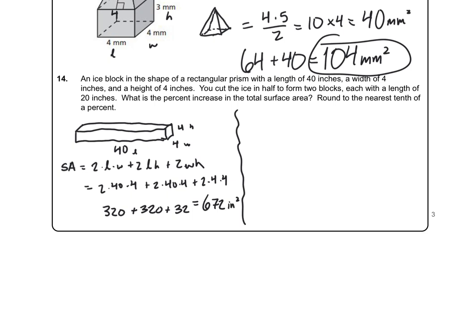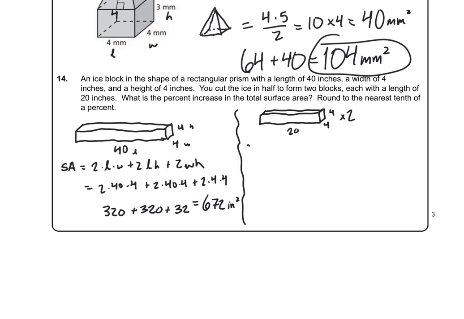My second ones look like this. Now I've taken that ice block and I've cut it in half. So it's not going to be as long. But instead now I have 2 of them. So this is 20, this is 4, this is 4. Just like before, our surface area equation is the exact same: 2 times length times width plus 2 times length times height plus 2 times width times height. Except at the end we're going to multiply by 2 since I know there's 2 of them.